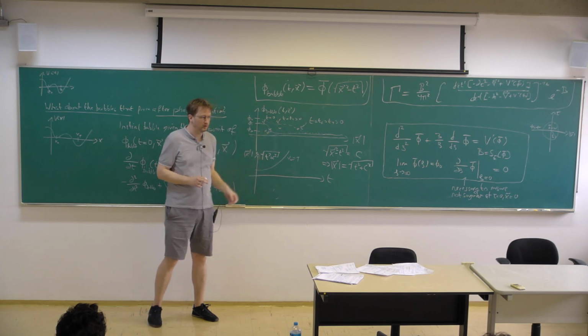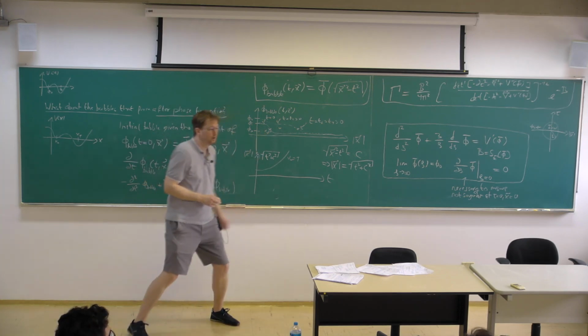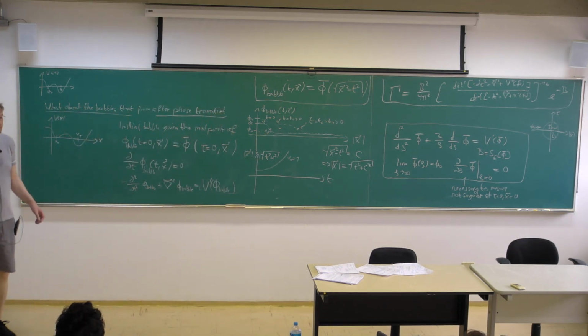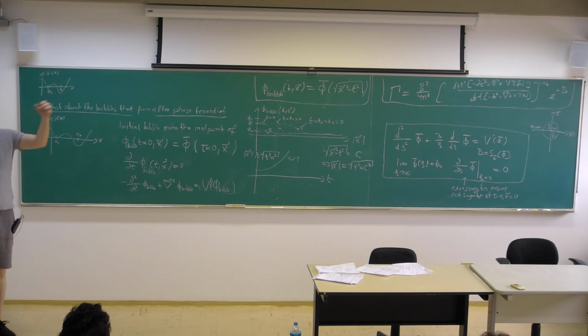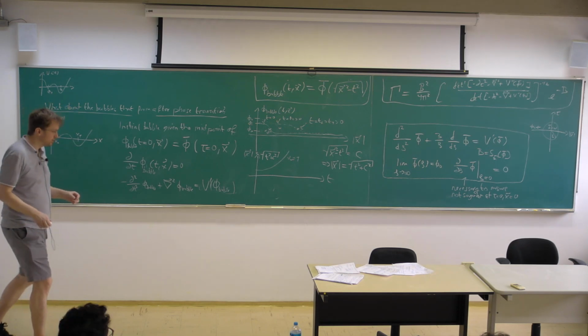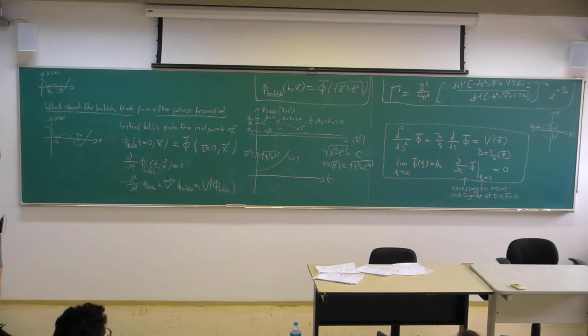So what I said is wrong. In the bubble, you're close to phi 1, which is the true vacuum, and outside you have phi 0, the false vacuum. Sorry, inside of the bubble, you're close to the true vacuum, phi 1.